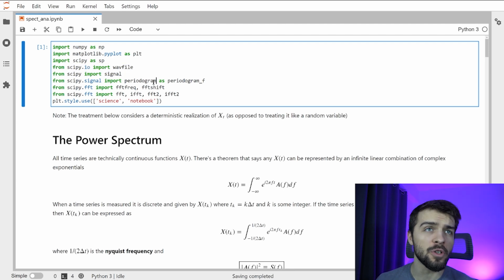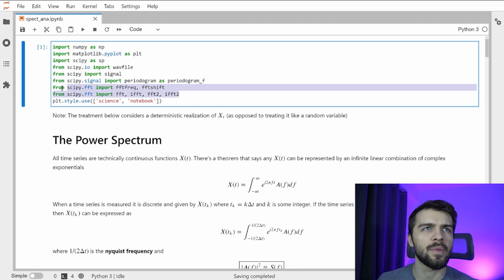I import this function periodogram. They have a function in SciPy for computing periodograms, but I'm going to use this word in my video, periodogram, a few times. And so what I really want to denote this as is a periodogram_f function. It's a function that takes in data and it computes a periodogram. And of course in my videos, every time I have _f, that means that it's a function. It takes in something, it returns something.